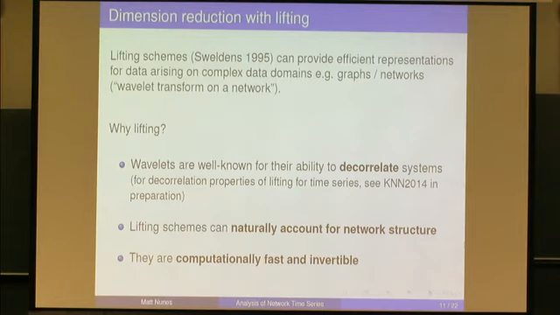Because we can do this transform on network data, the network structure is automatically taken into account. And a key thing for what I'm going to talk about later is the invertibility of these transforms. So they're computationally fast, you get an idea of what's going on in this data domain, and you can account for this network structure.